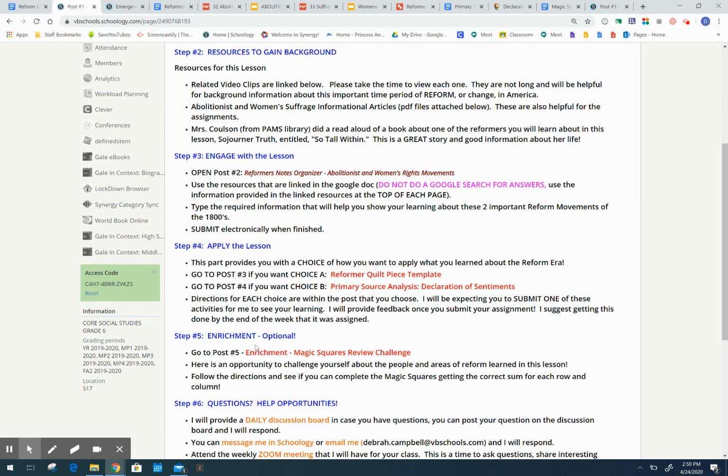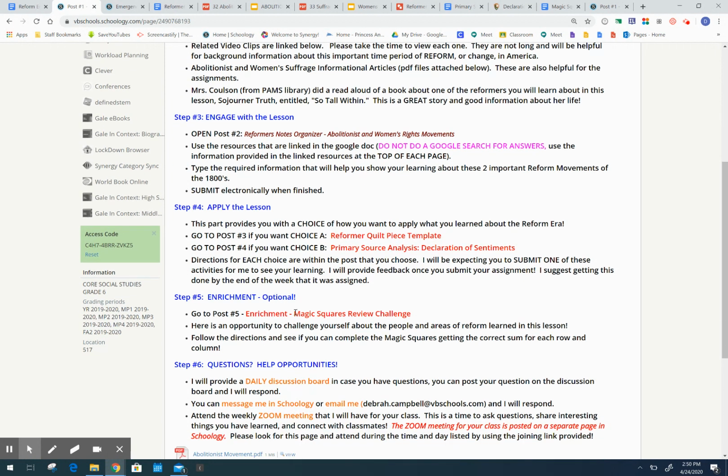Step number 5 says enrichment, and notice the word optional. It's not something you have to do, but I know some of you like a challenge, so I've provided a Magic Squares review challenge that basically just asks you questions and sees if you were paying attention through your lesson and can complete the Magic Square assignment.